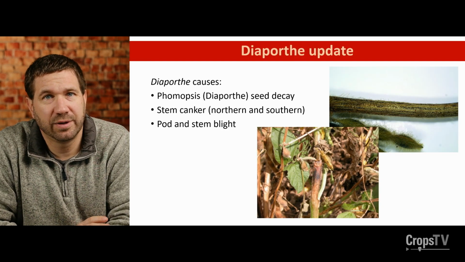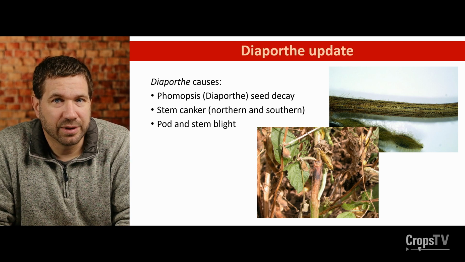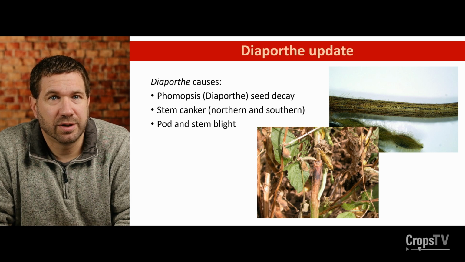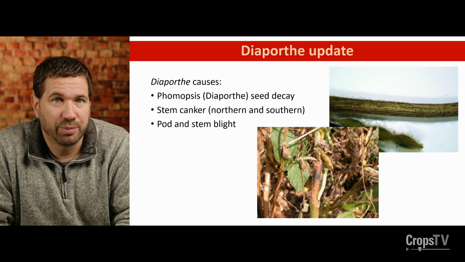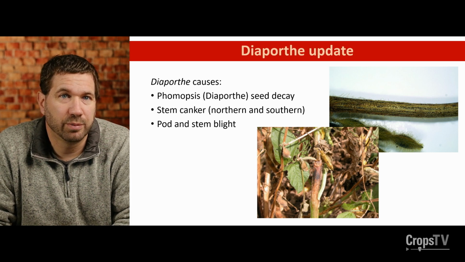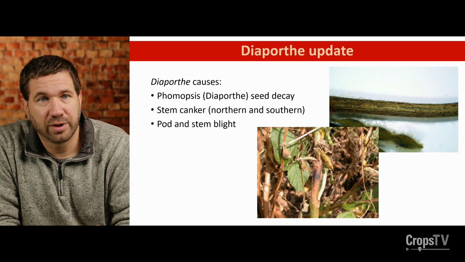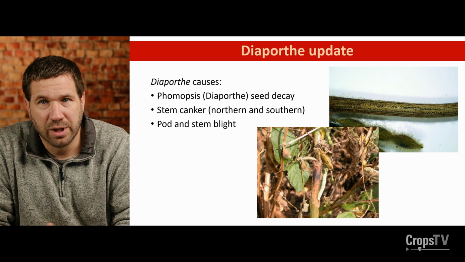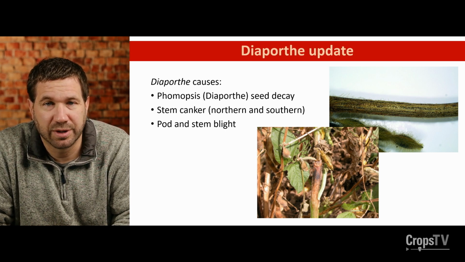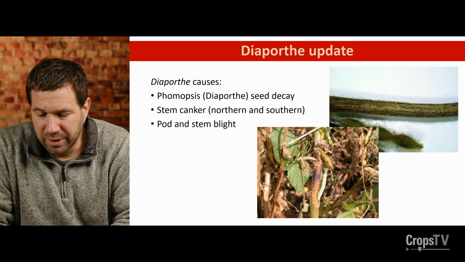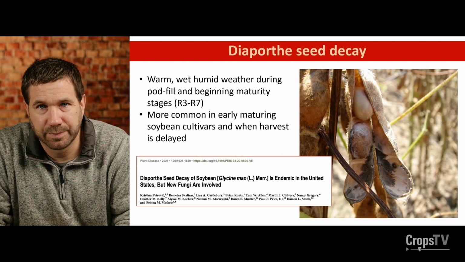All right, so let's just dive in right away with Diaporthe. This is a complex of fungi that can cause several different diseases on soybean. The first one is Phomopsis seed decay. This has been renamed to Diaporthe seed decay, so from here on out, we're going to refer to it as Diaporthe seed decay. And also stem canker, both northern and southern stem canker, and then pod and stem blight. What you see in the images here, you have pod and stem blight as the top image, and then stem canker as the bottom image. Again, different species of Diaporthe can cause these different diseases.